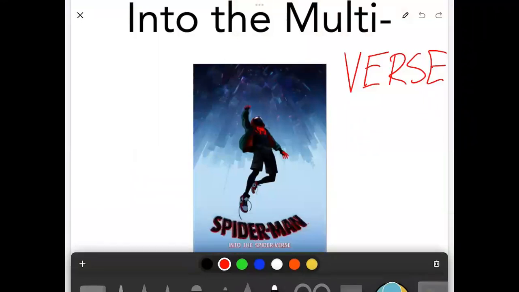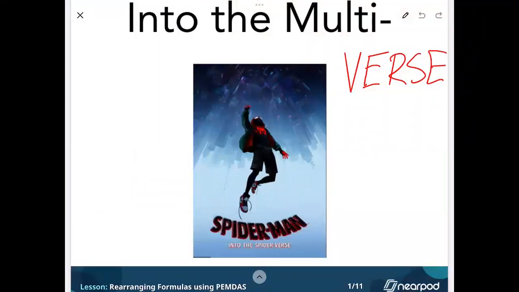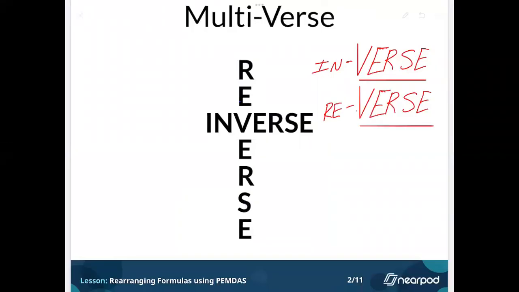What you should see on the screen is one of my son's and my favorite movie, Spider-Man Into the Spider-Verse. So this is kind of an homage to that movie, but it's also a play on words. I call my lesson today Into the Multiverse, and hopefully by the end of it, you'll understand why I'm saying multiverse.